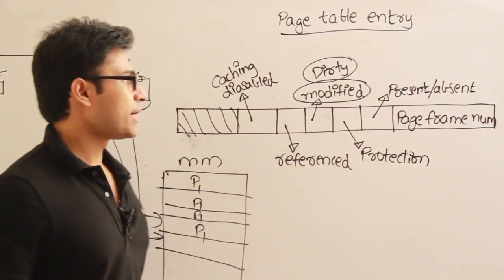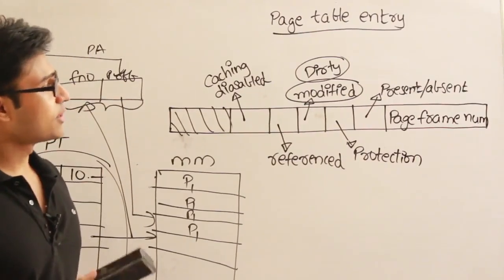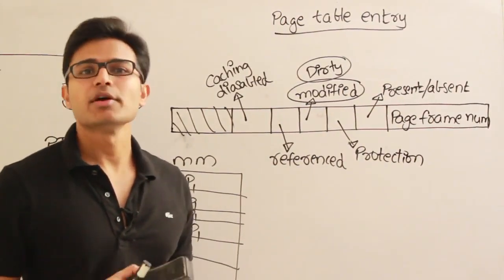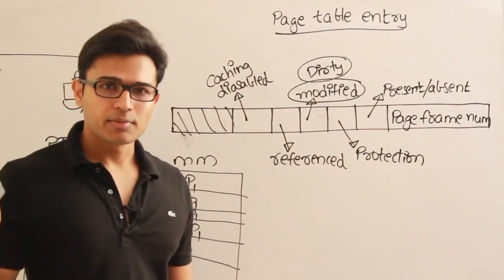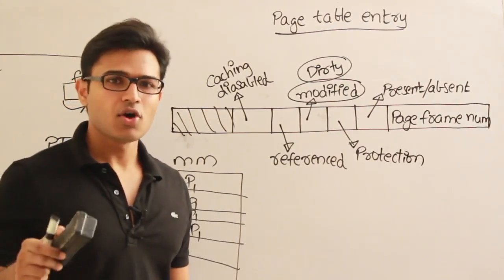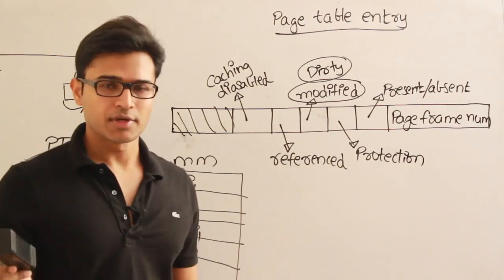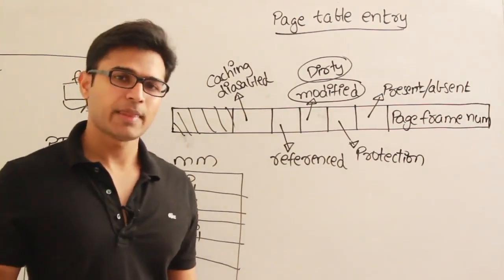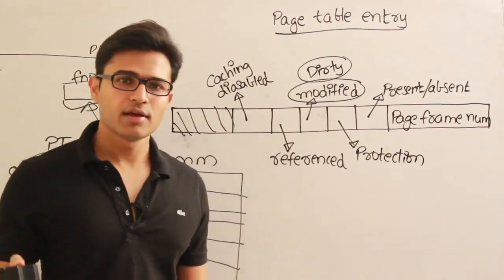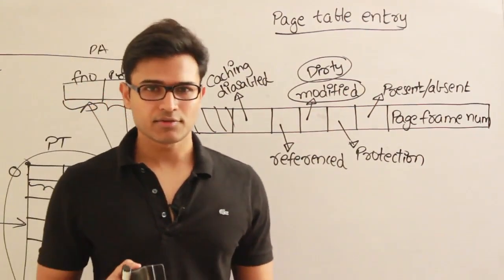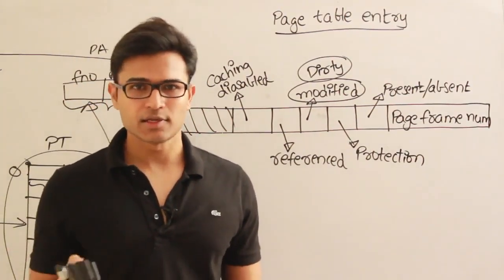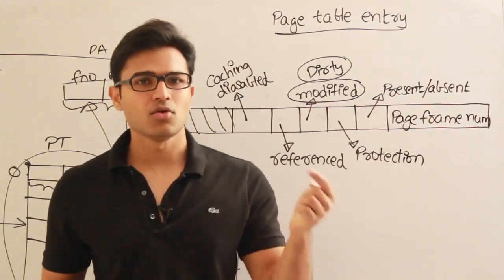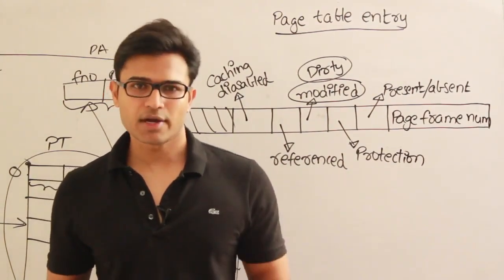And next one is present or absent. Present or absent is going to be important whenever you have the virtual memory concept. In the virtual memory concept, I told you that in order to run a process, we need not have all the pages in the main memory. Some of the pages we put in the main memory, and other pages will be loaded whenever they are required. That is called demand paging. Demand paging is, we are not going to load all the pages at once, we are going to load a page only when it is required, right?